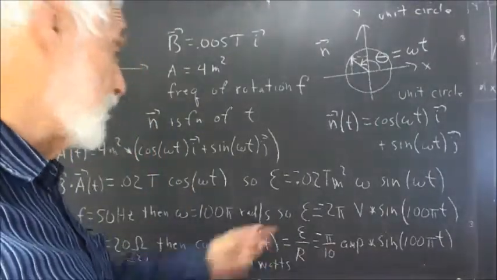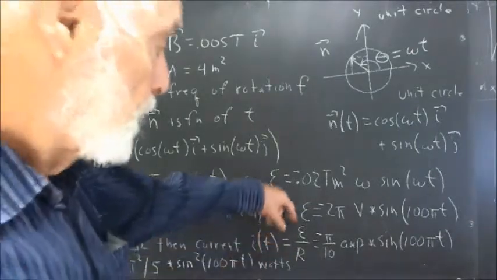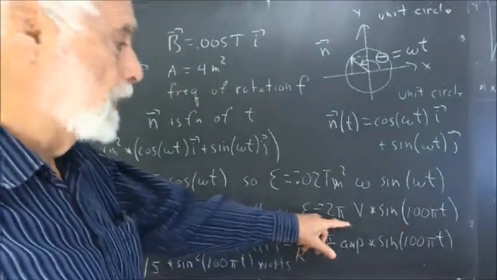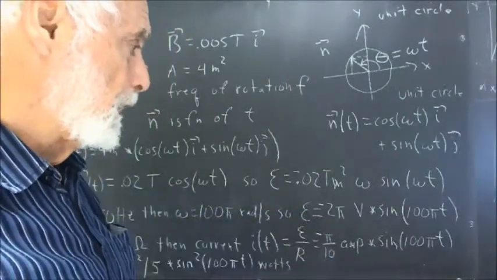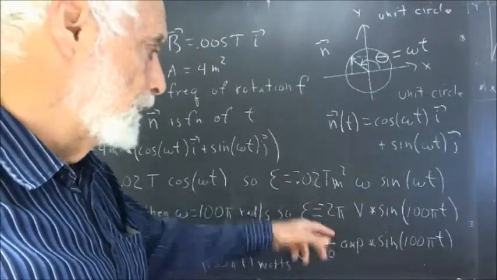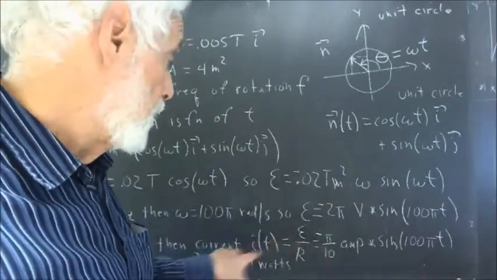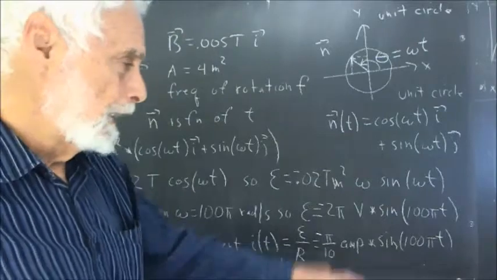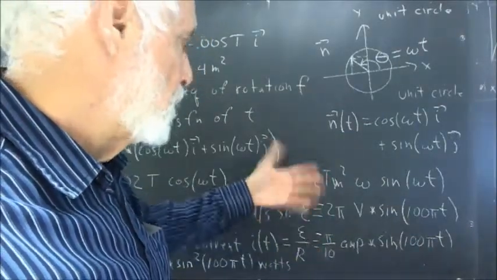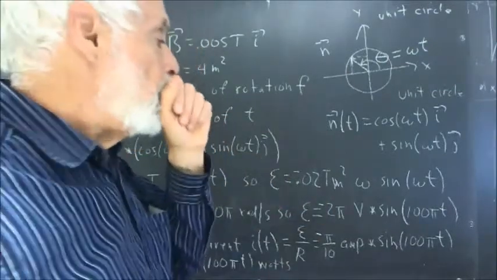Anyhow, the current is just the EMF divided by the resistance. So dividing by 20 ohms, we have 20 ohms in the denominator. Dividing volts by ohms, we get amps. The 2 divides the 20 to give us a 10. We have the current negative pi over 10 amps times the sine of 100 pi t. The amplitude would be about 0.3 amps.